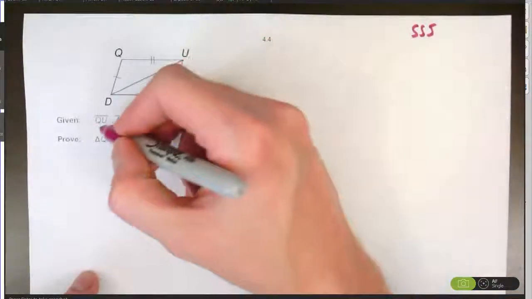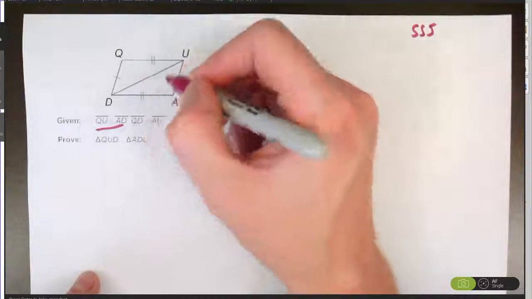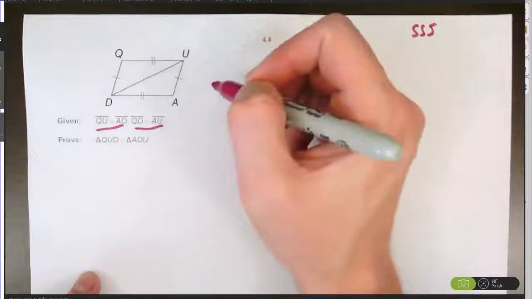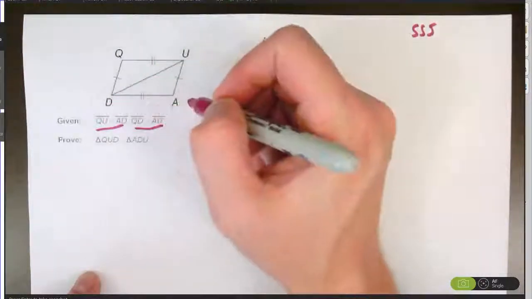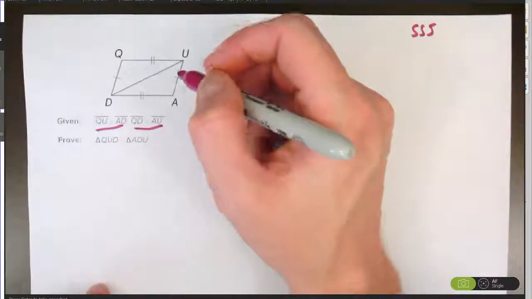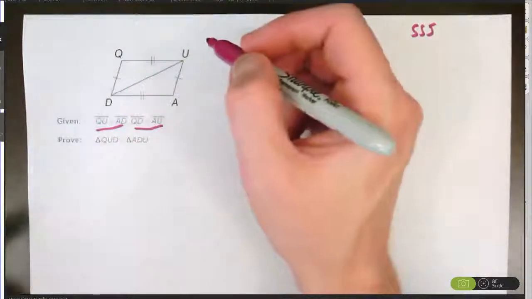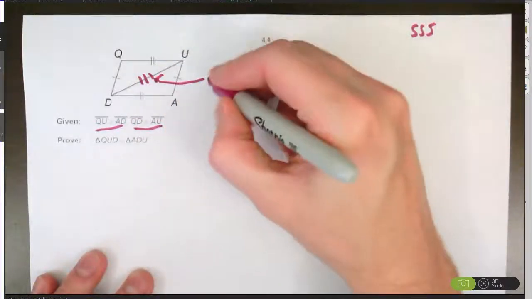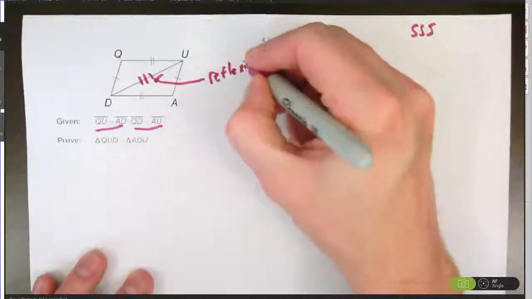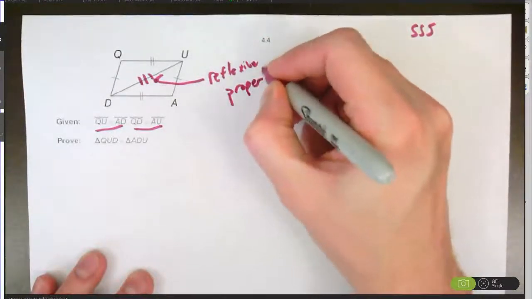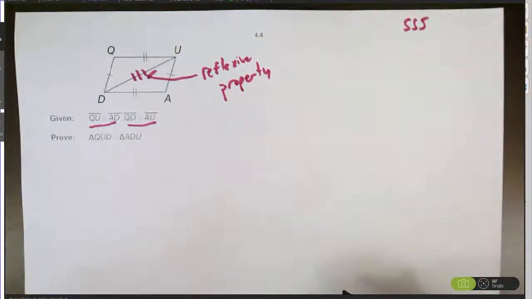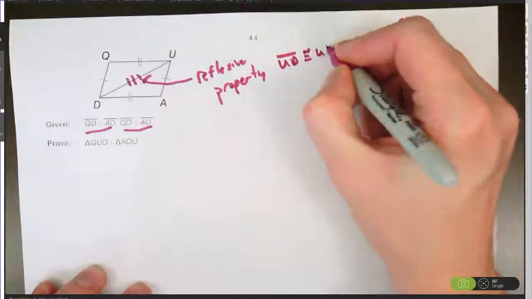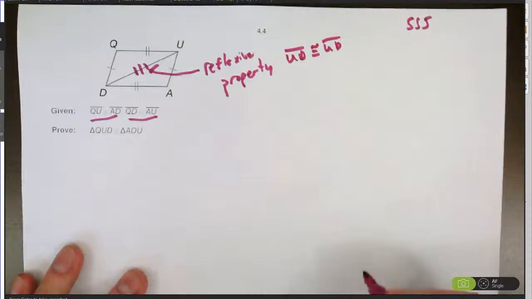Well, the first 2 pairs are easy. We've got QU congruent to AD, so those are marked. We've also got QD congruent to AU. Those 2 sides are marked. So what we need to figure out is whether there is a way to prove the third pair of sides are congruent. Hopefully you'll see that UD is the third pair of sides, and it's itself. So I can say these 2 are congruent to each other by the reflexive property. We haven't used that for a while, but that's our third pair of sides. UD is congruent to itself. And that's it, we've got our 3 pairs of sides.